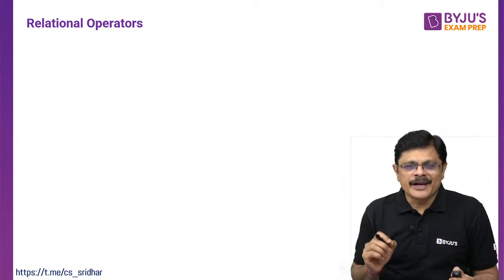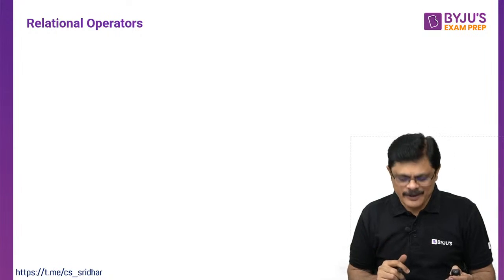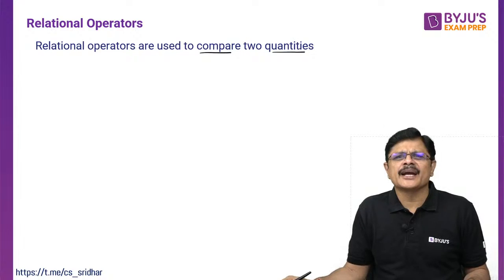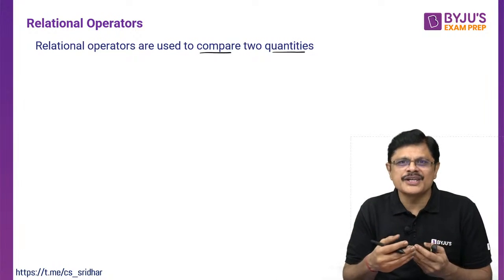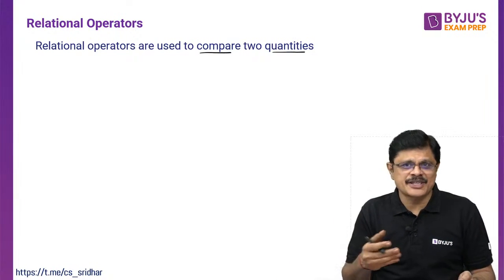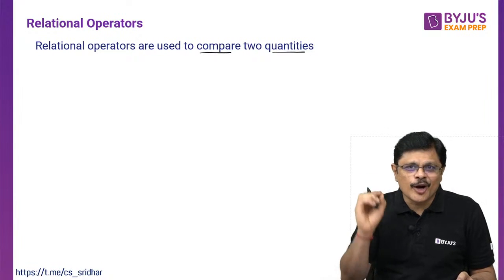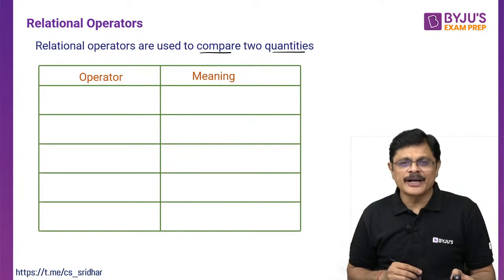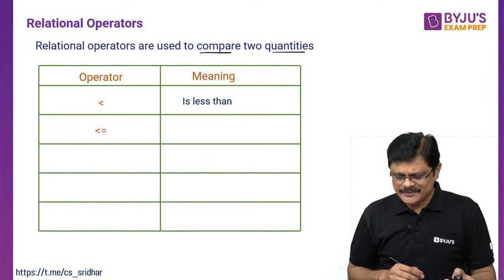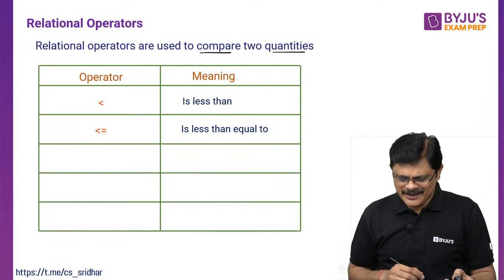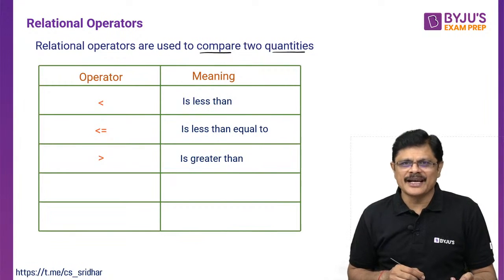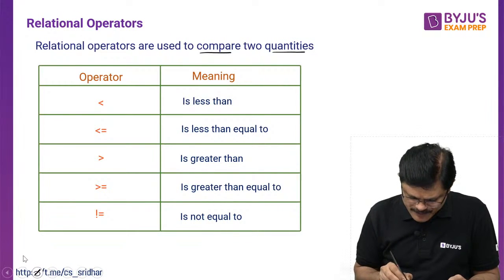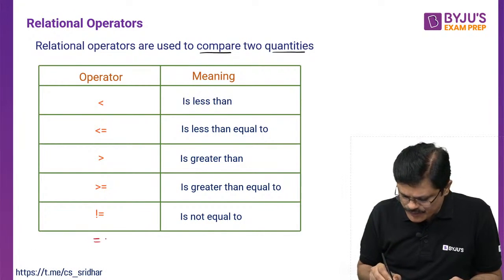The next operators are relational operators. Relational operators are used to compare two quantities. We can compare two constants, two variables, and even expressions can be compared with relational operators, my dear friends. Now let us see the operator and the meaning. Of course, less than, less than or equal to, greater than, greater than or equal to, and not equal to, you all know these, right? And one more which I missed, which is equal to.